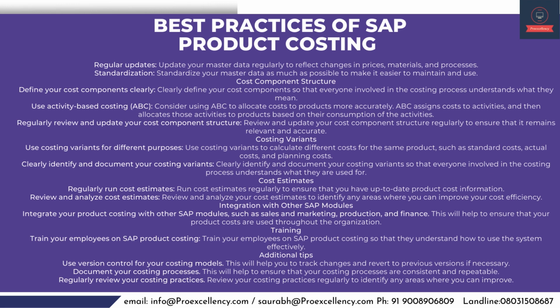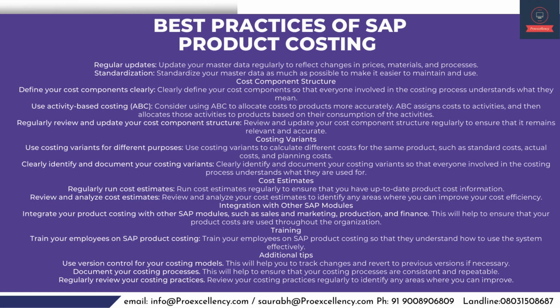Use activity-based costing, ABC. Consider using ABC to allocate costs to products more accurately. ABC assigns costs to activities and then allocates those activities to products based on their consumption of the activities. Regularly review and update your cost component structure. Review and update your cost component structure regularly to ensure that it remains relevant and accurate.